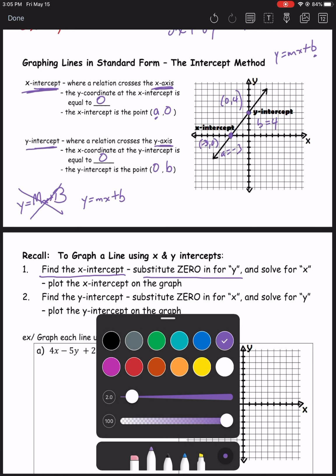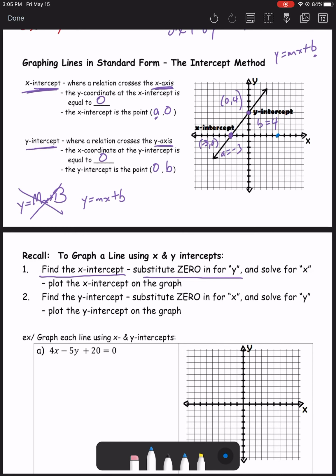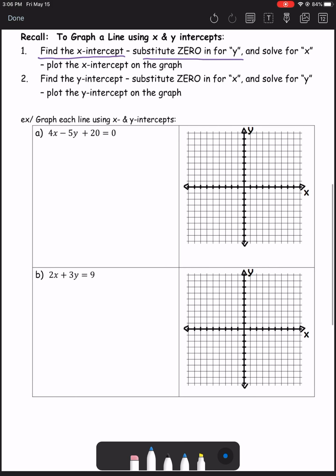Let me just pick a different color here. Let's suppose I was looking at this point right here. 1, 2, 3, 4. That's the point 5, 0. If I'm looking at this point right here, that's the point 1, 0. On the x-axis, the y-coordinate is always 0. So to find the x-intercept, we let y be 0 and then solve for x. So basically, if I want to find the x-intercept, I'm going to let y equal 0, and I'm going to write that down. So 4x minus 5 times 0 plus 20 equals 0.